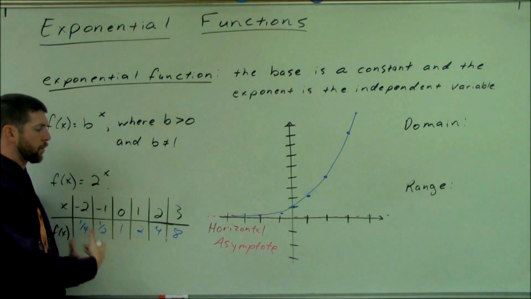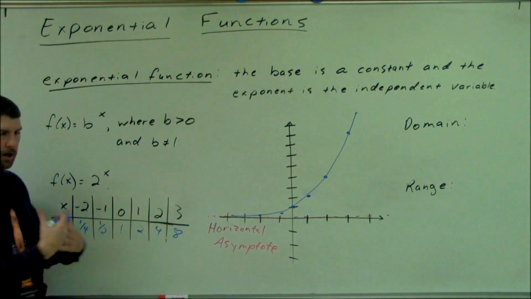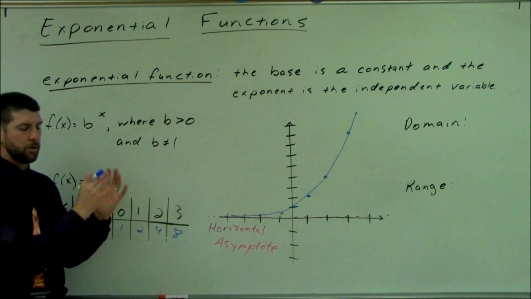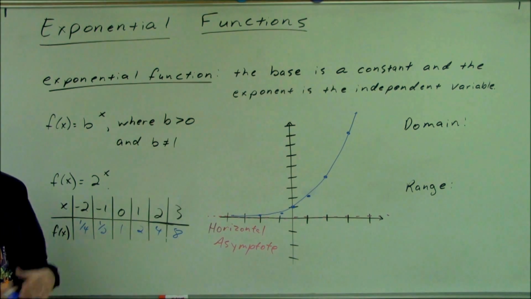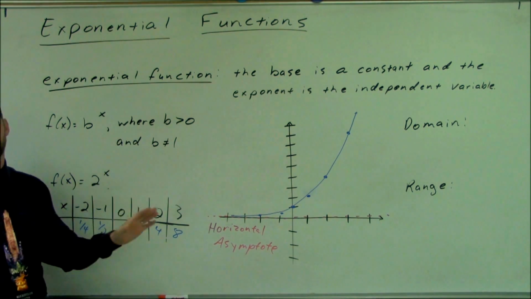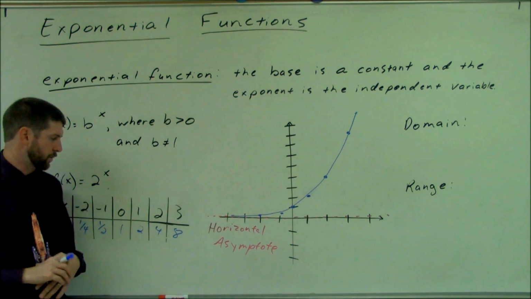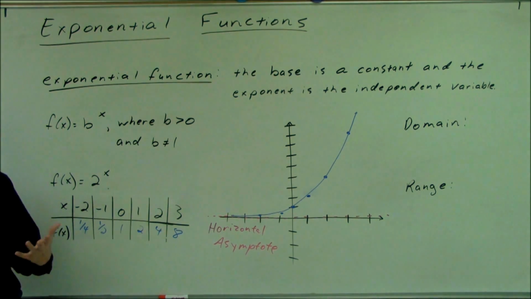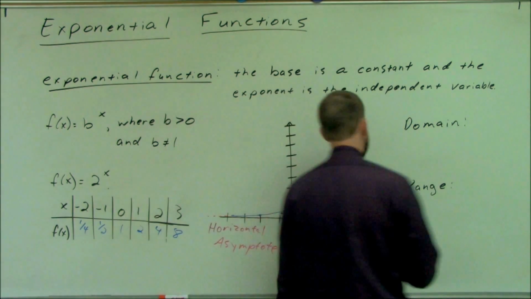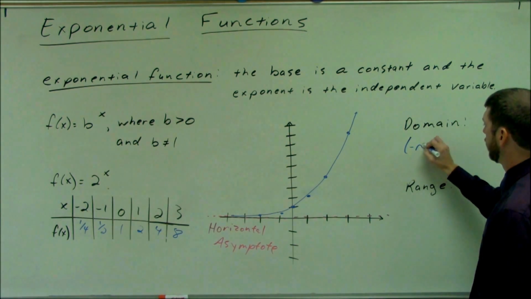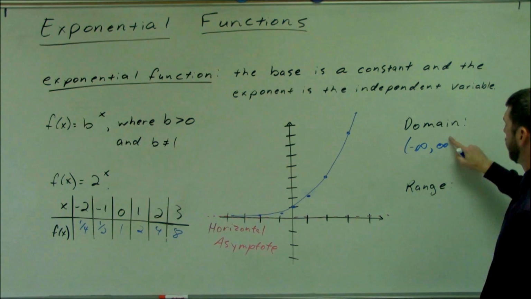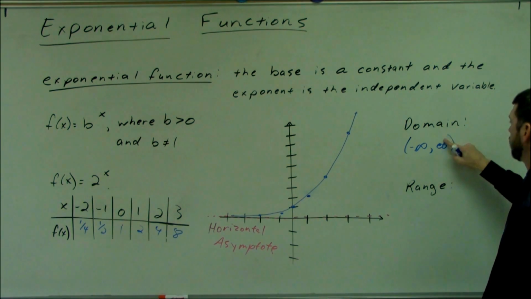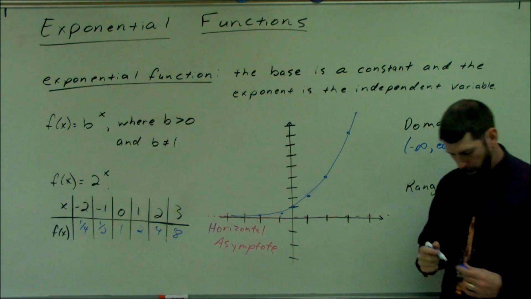So it seems that no matter what I put into my function, I'm going to get a graphable, a real number out. There's nothing that breaks math law like we had with square roots of negative numbers. It just said, no, this is not a real answer. We can't function here. So no matter what number I plug in, I get a real graphable number out. So we can say the domain is all real numbers, or negative infinity to positive infinity. So every number from negative infinity to positive infinity will produce a graphable value inside of our exponential functions.